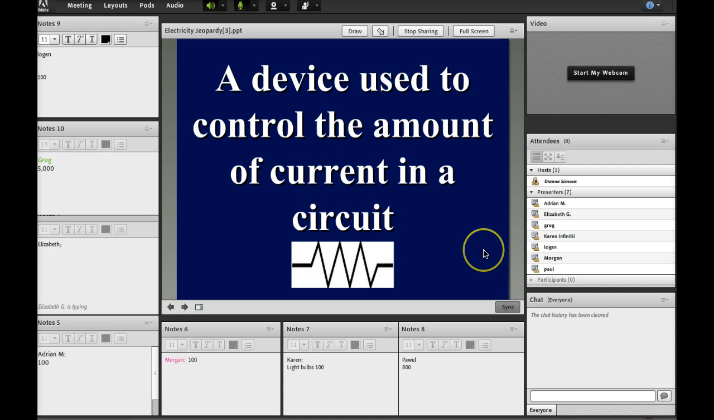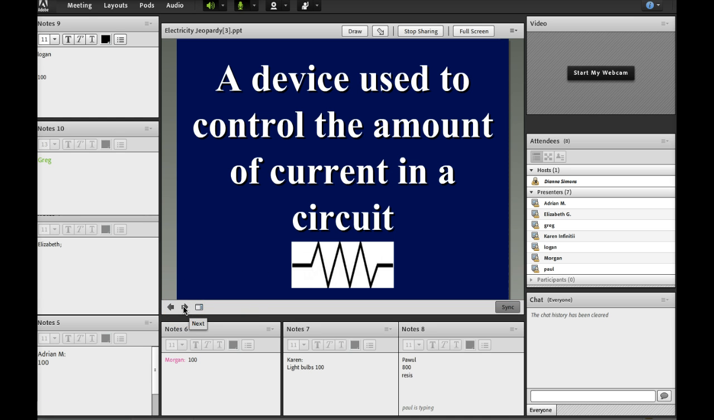What's in a circuit? So a device used to control the amount of current in a circuit, and this is what the symbol looks like. What is this called? What is this thing called? Come on, guys. Isn't it the current? No, this controls the current. It's not volts. It's not volts. It is a resistor. Yeah.